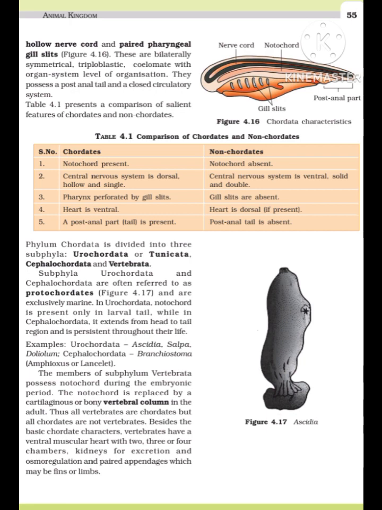Besides the basic chordate characters, vertebrates have a ventral muscular heart with 2, 3, or 4 chambers, kidneys for excretion and osmoregulation, and paired appendages which may be fins or limbs.